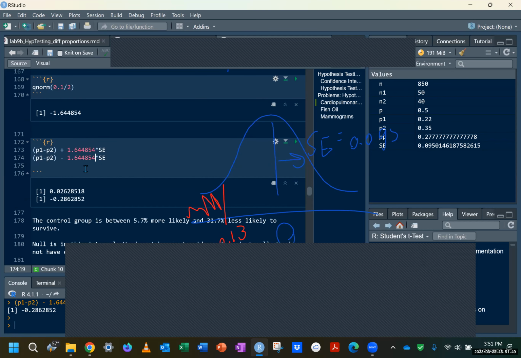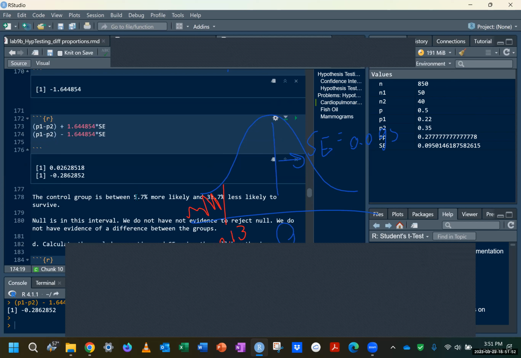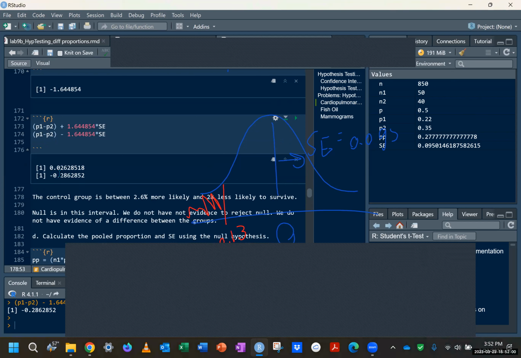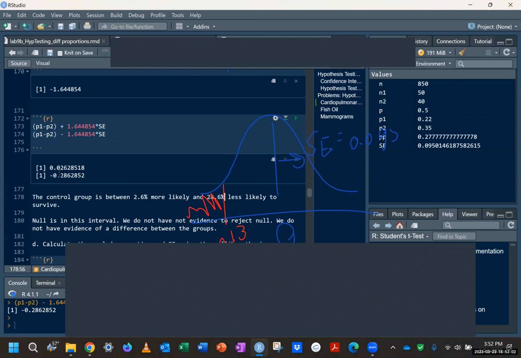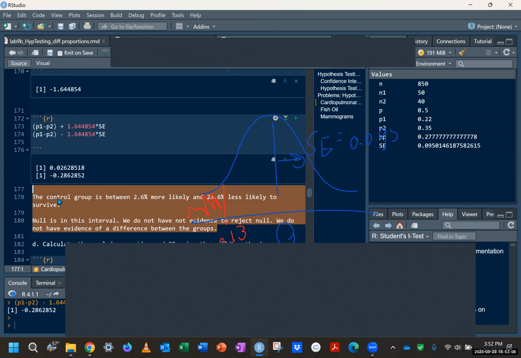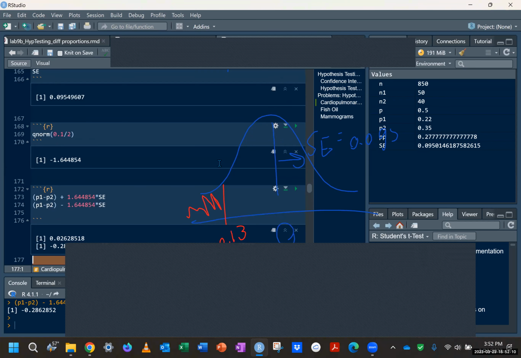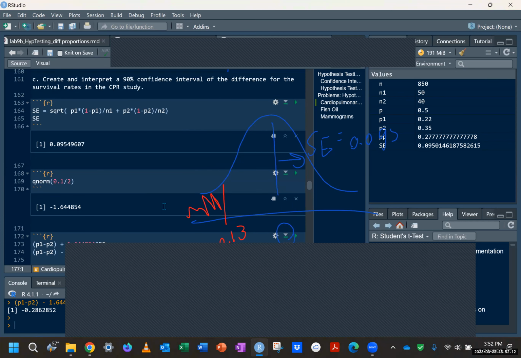But I'll change these numbers. 2.6, 28.2, 6%. We do not have strong evidence here. But consider, we didn't really use the pooled proportion here.